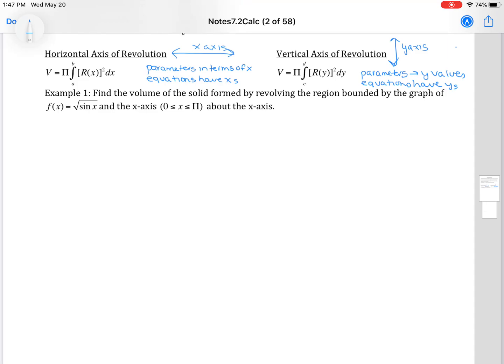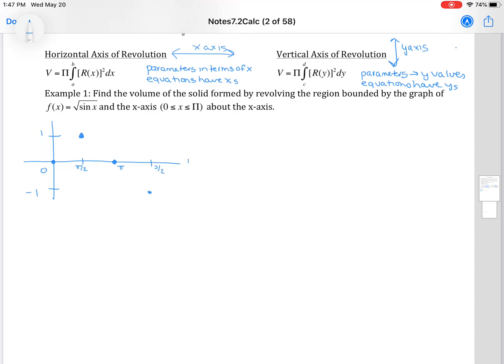It says find the volume of the solid formed by revolving the region bounded by the graph, and we'll go over that uppercase R of x, uppercase R of y thing. So we have the square root of the sine of x, going from 0 to pi. If we think of the sine curve, it typically starts at 0, with an amplitude of 1 and -1. The sine of pi over 2 is positive 1. The sine of pi is 0.